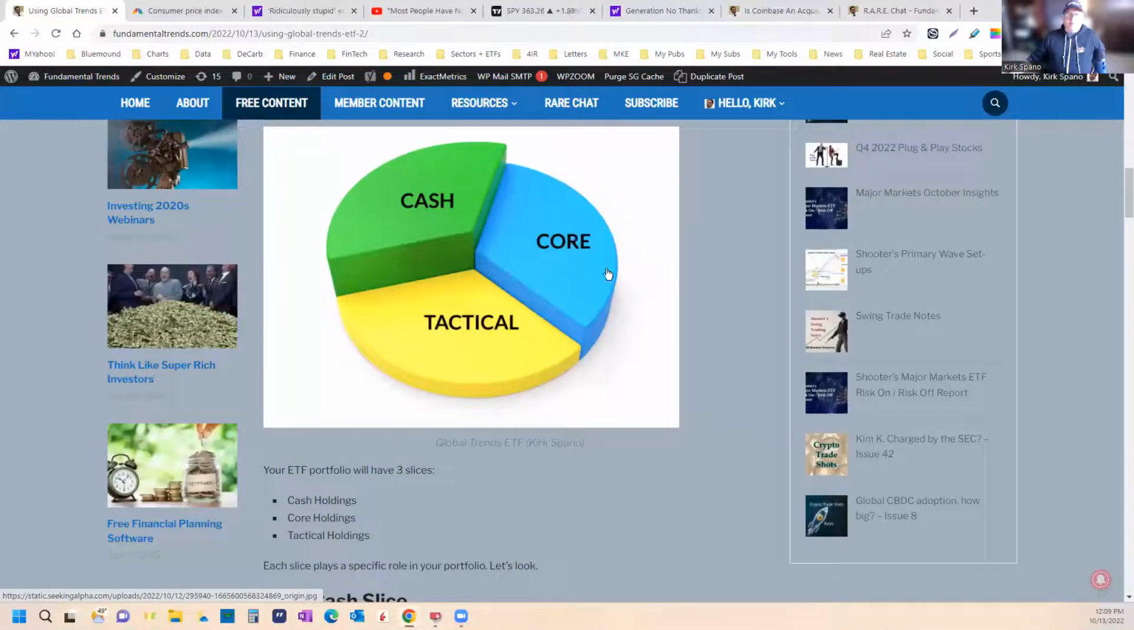I adjust my risk based on how much cash I hold. So when I hold 30 or 40 or 50% cash in this slice, in this bucket, all sorts of different words, it is money that is not at risk. And this year, cash was not trash.